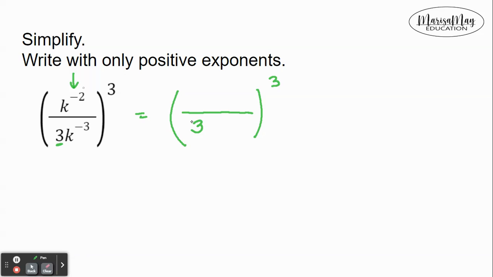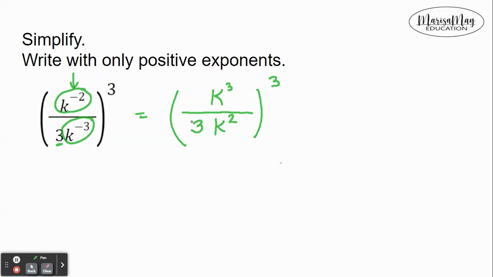Then we have the k to the negative 2 on the top. The only way to make that k to the positive 2 is to move it to the bottom. So I've got k to the 2 on the bottom. And then we've got to deal with this k to the negative 3 on the bottom. And the only way to make that k to the positive 3 is to move it to the top.